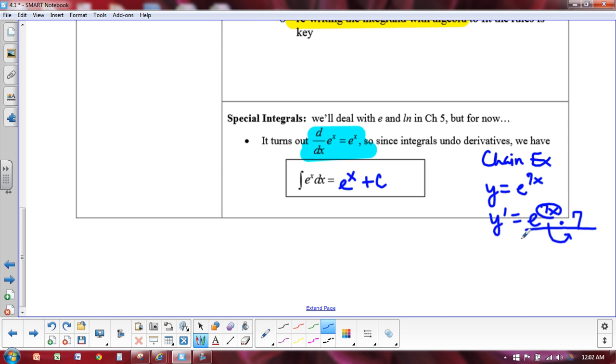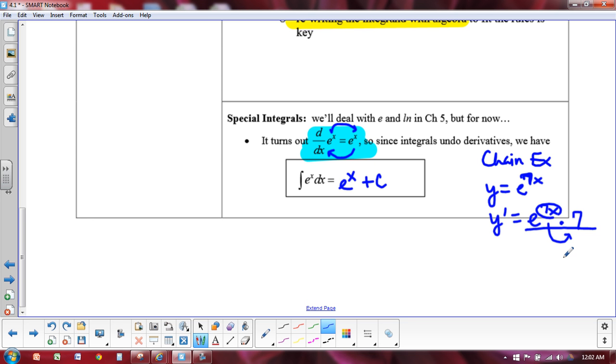Because derivatives and integrals undo each other. So the derivative goes in this direction, and the integral goes back in this direction. You get e to the x both times. That is more complicated if you had a 7x that you wanted to integrate with. You're going to have to wait till later this chapter before you know how to do that.